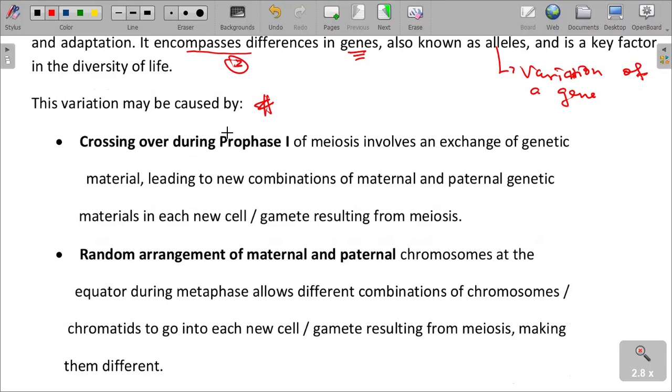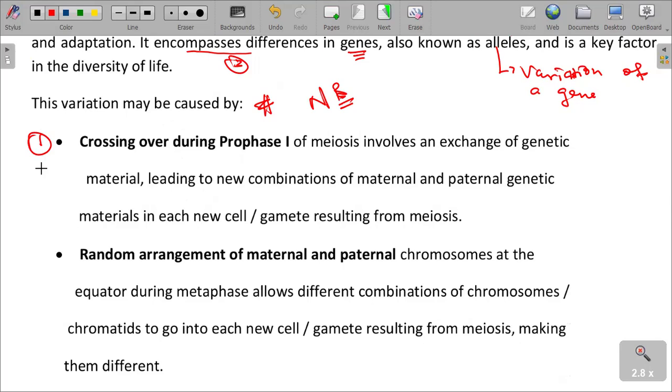What are the causes of variation? One, crossing over during prophase one. This is a key point that should be taken note of. For example, as we come towards our national examinations, identify the major causes of genetic variation: crossing over during prophase one of meiosis, which involves exchange of genetic material leading to new combinations of maternal and paternal genetic material in each cell. So crossing over is one of the causes of genetic variation.